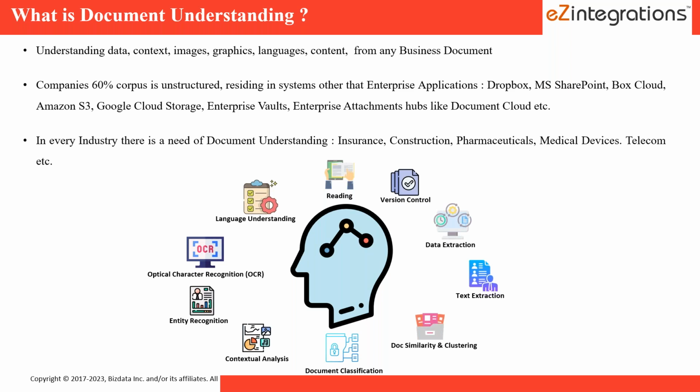Now, I will say that more than 60% of data is available in documents. Documents are especially stored in cloud-based applications like Dropbox, Microsoft SharePoint, Amazon S3, Google Cloud Storage, and there are a lot of enterprise vaults like Agile vaults and so on. You store all those documents there so that your documents can be secured.